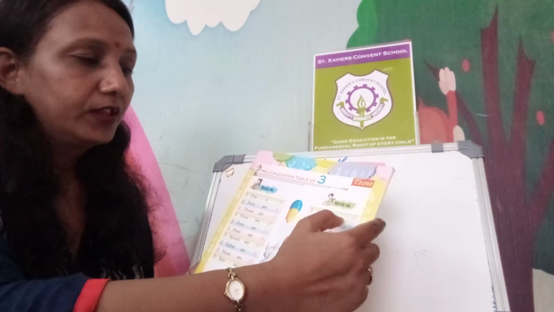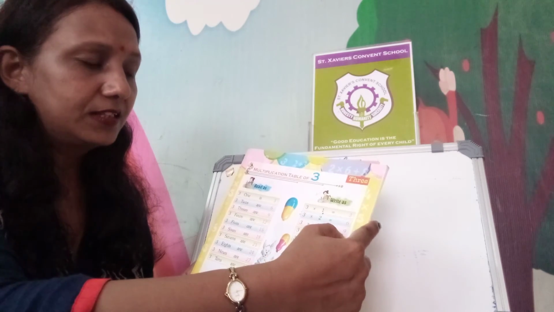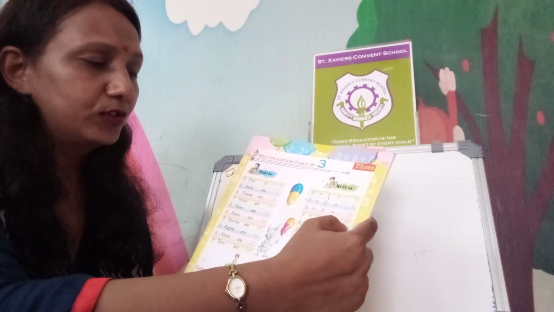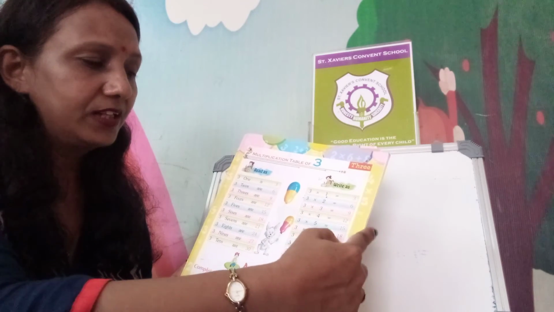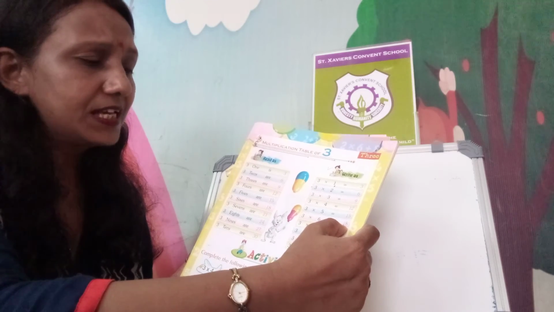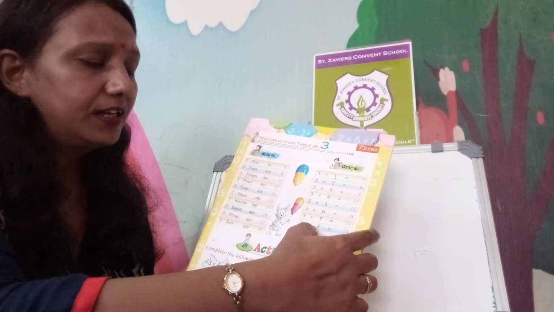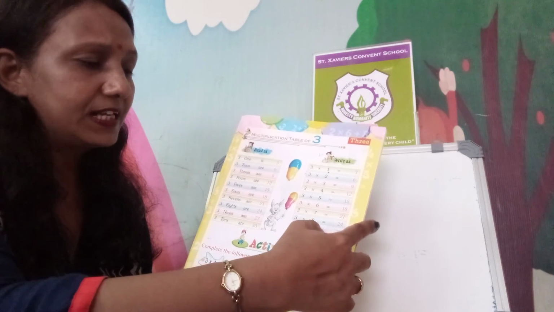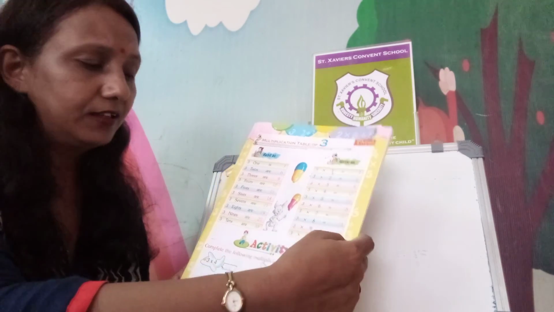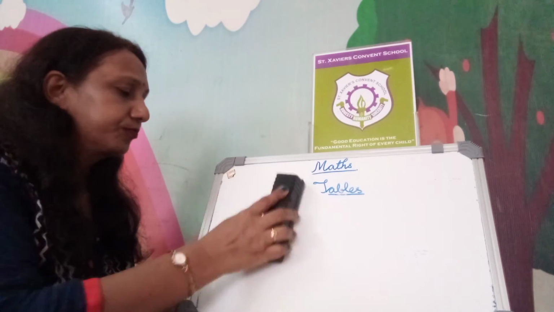So this way, 3 1s are 3. 3 2s are 6. 3 3s are 9. 3 4s are 12. 3 5s are 15. 3 6s are 18. 3 7s are 21. 3 8s are 24. 3 9s are 27. 3 10s are 30. Now do the exercise of the multiplication.